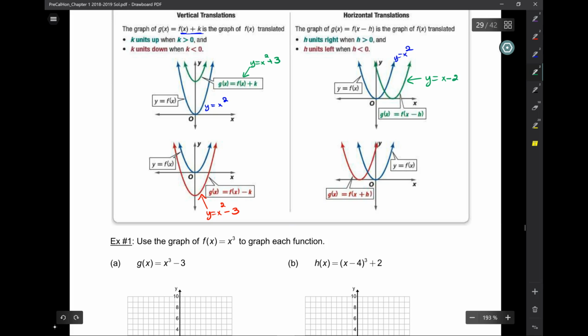Minus, right, x minus 2, let's say, squared. And so for this one, it would be y equals x plus 2 squared. So how do we know what the shift is? You take the stuff inside the parentheses, x minus 2, set it equal to 0, x equals positive 2. Positive 2 means you go to the right.